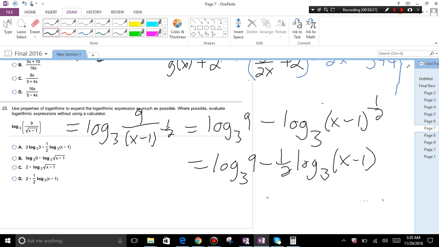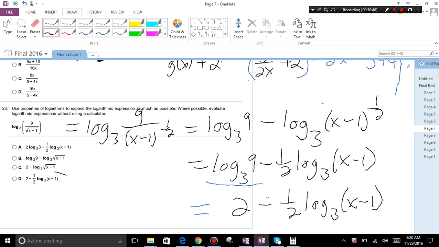Of course, this doesn't look like any of the answer choices. And so we just have to remember that MyMathLab likes to simplify. Log base 3 of 9 is a very nice thing. The log is the power. This number is the power 3 needs to be raised to in order to get 9. That number is 2. This is 2 minus 1/2 log base 3 of x minus 1, because 3 to the second is 9. D.